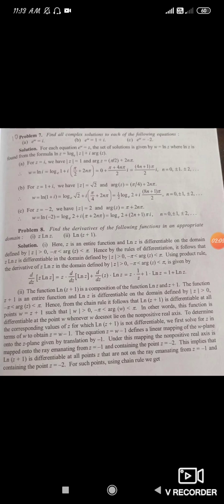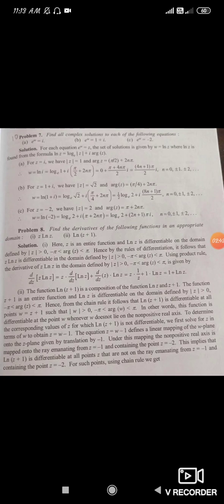And similarly we can do the third problem also, which is e raised to w equal to minus 2. Here z is equal to minus 2, so mod z would be equal to 2 and argument is pi plus 2n pi. So w is equal to ln of minus 2, which is equal to log e 2 plus i into pi plus 2n pi, which would be equal to log e 2 plus (2n plus 1) pi i. So that's problem number 7.